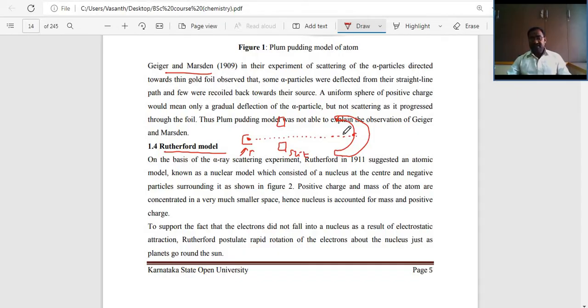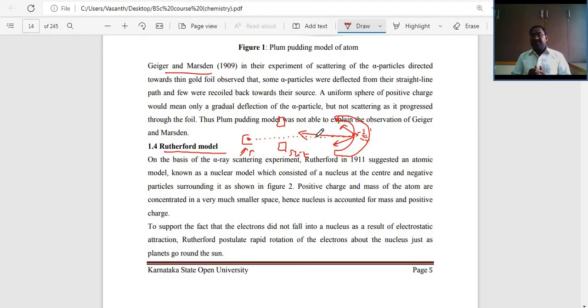We observe three types of radiations here. Some of the alpha particles easily cross through the gold foil, some of them are deflected, and some of the alpha particles are rebounded.